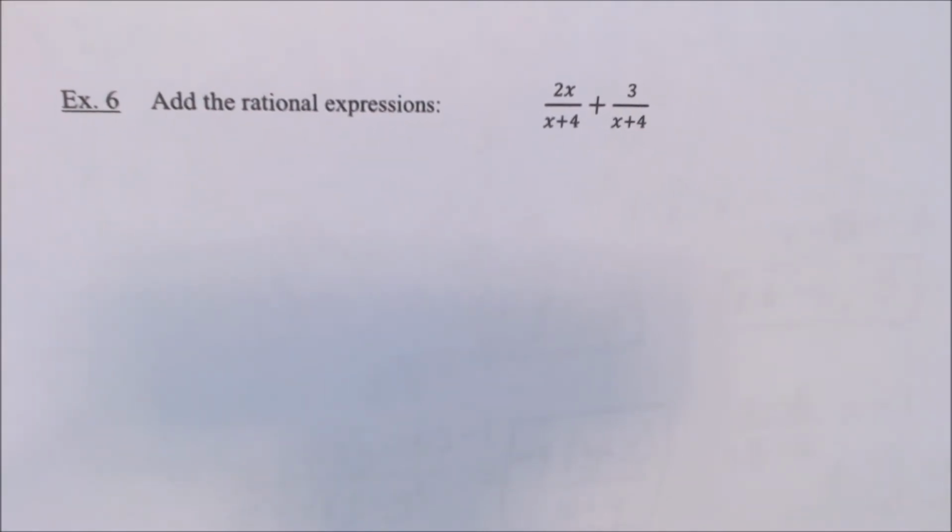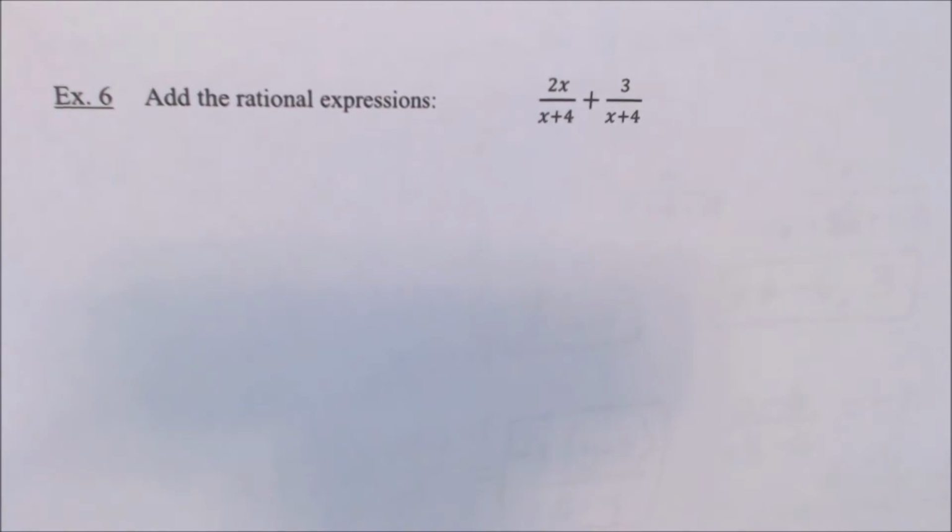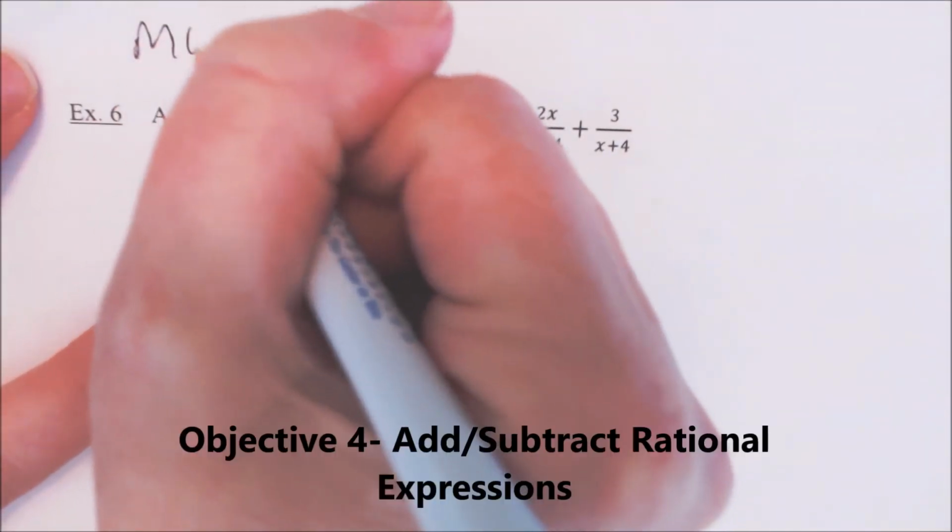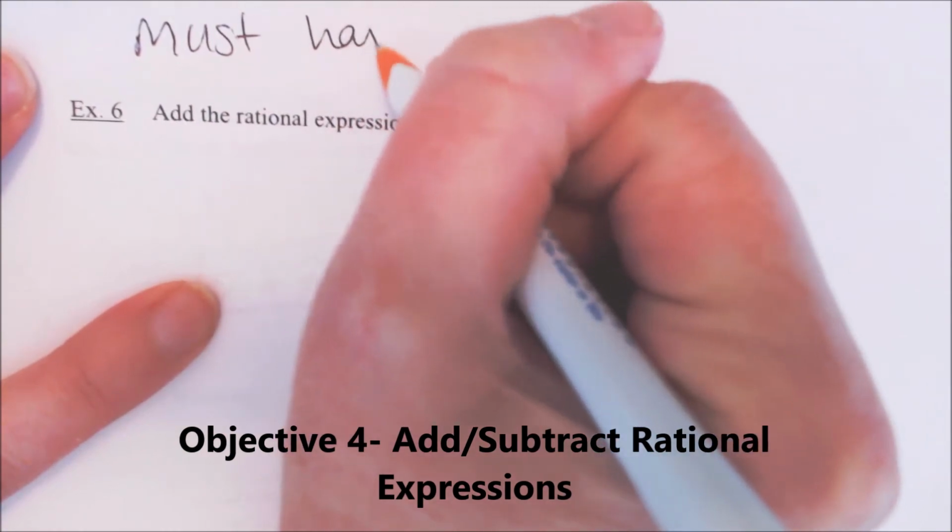All right, let's take a look at the last couple of examples here. So now we're looking at adding and subtracting rational expressions. The big thing you have to remember with adding and subtracting fractions is that they must have a common denominator. That's important. Multiplying and dividing fractions, not the case. But when you add and subtract fractions, you must have a common denominator. So let's go ahead and take a look at that.